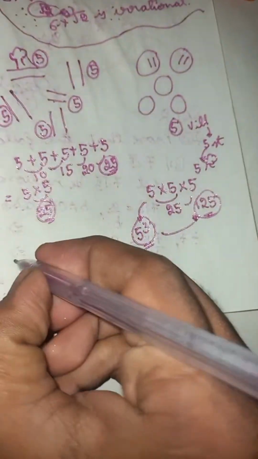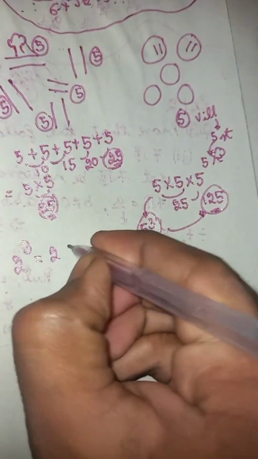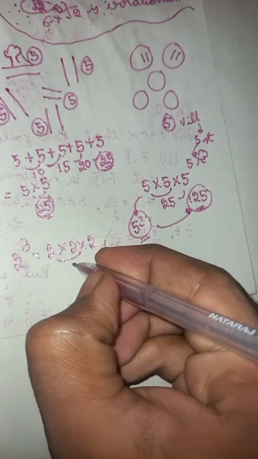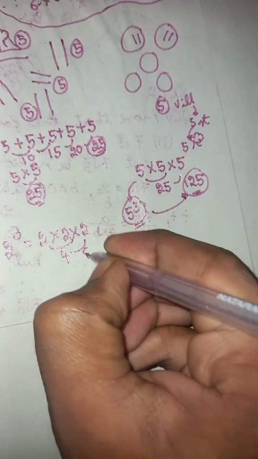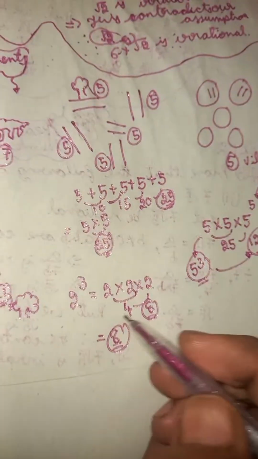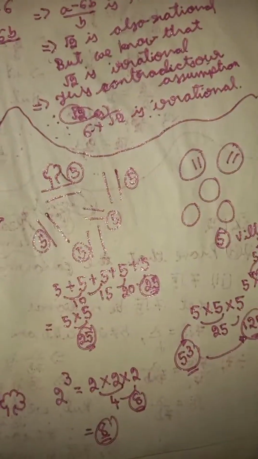And what is the value of 2 cube? You need to multiply 2 three times. You get 2 times 2 is 4, times 2 is 8. So 2 cube becomes 8. Then you are going to find the different ways exponents work.